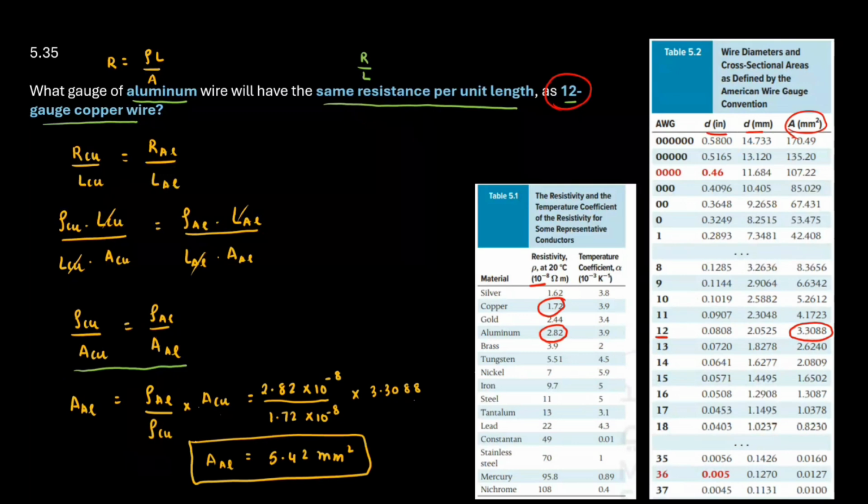After getting this value, now we are going to check in the table to what gauge this value corresponds to. So if you look at the table, we are going to look at the column which has area, and we will try to locate 5.42 there. So 5.42 will lie somewhere between 5.26 and 6.6. So this aluminum wire must be somewhere between 9 and 10. So your answer should be aluminum wire of around 10 to 9 gauge can have the same resistance per unit length as a 12 gauge copper wire.